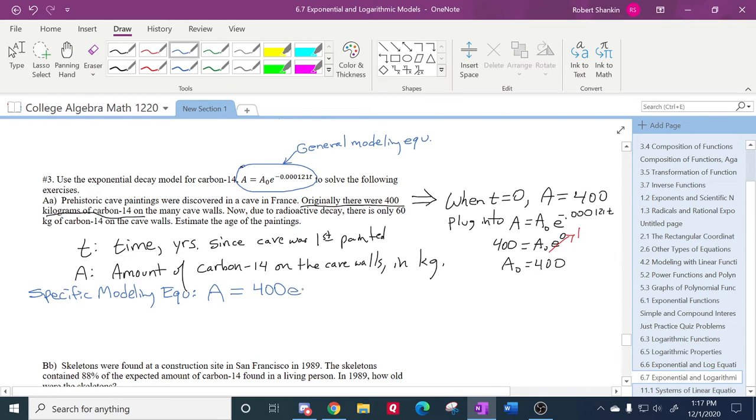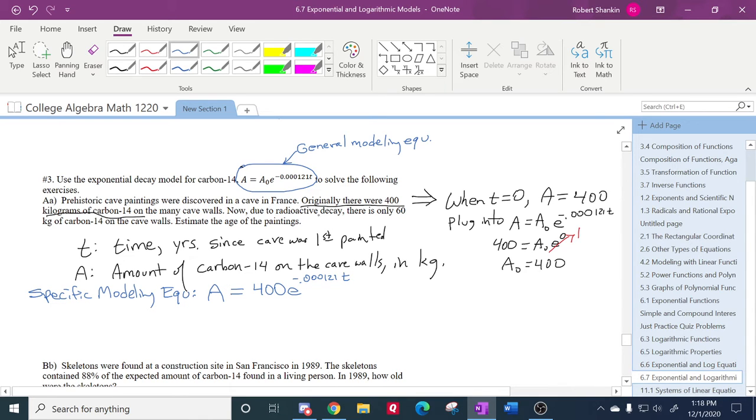Now, the true general modeling equation would add a k in front instead of this negative 0.000121. But that was given. Once you found both the k and the A0, you have the specific modeling equation. And once we get the specific modeling equation, we can answer any questions.